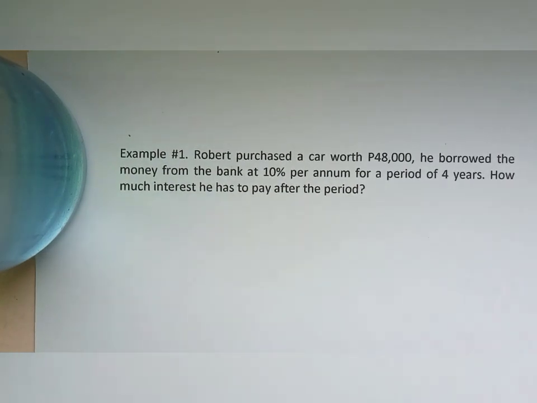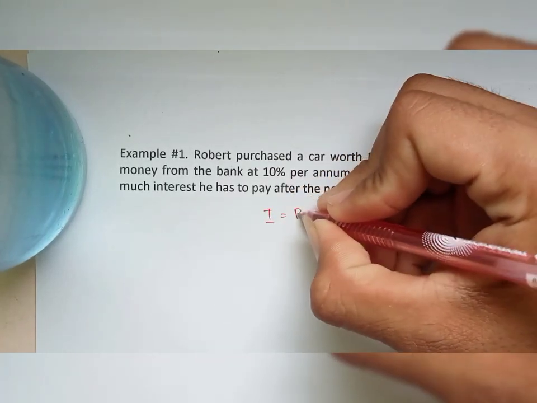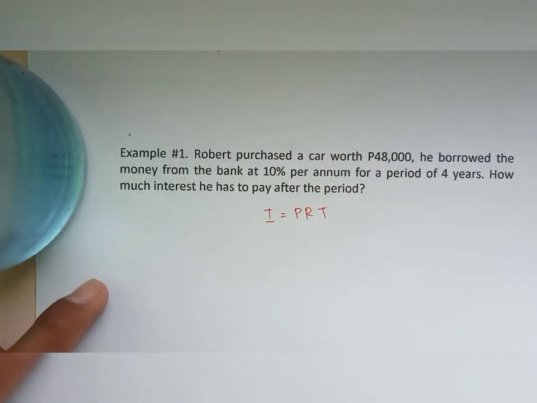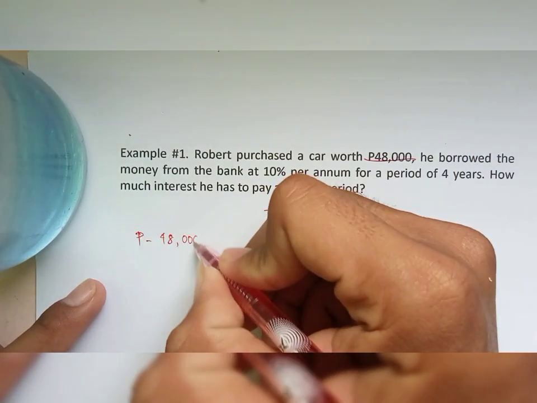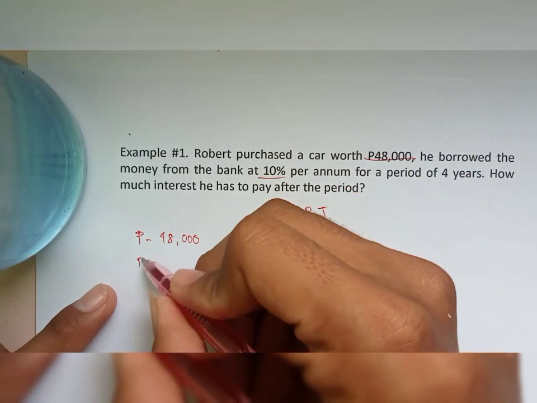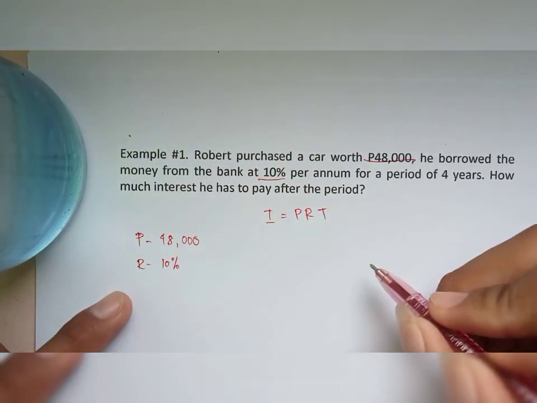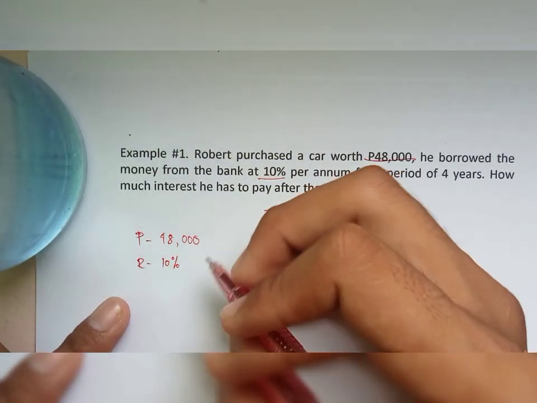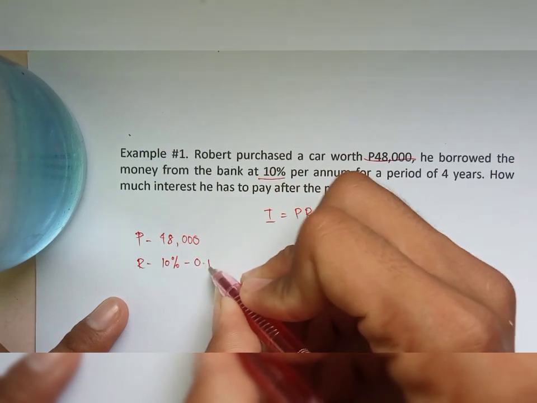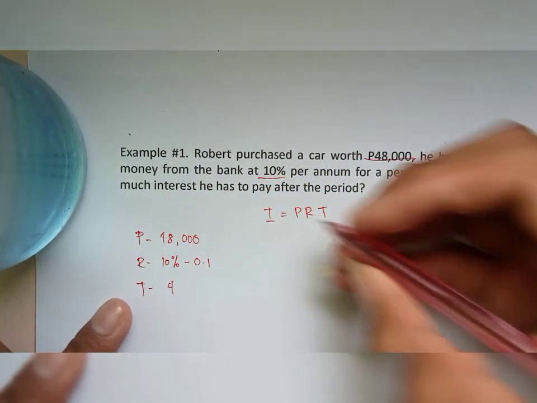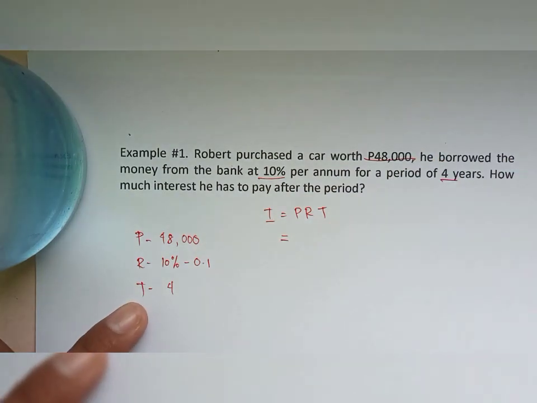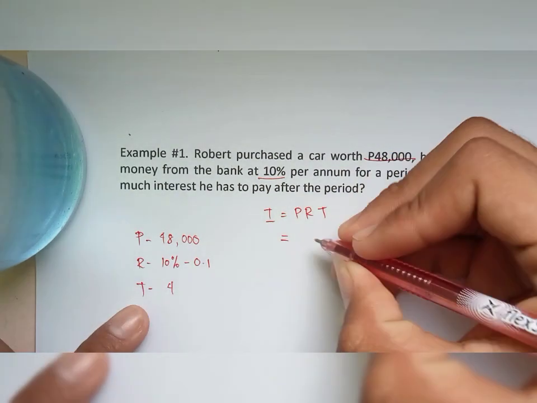So, remember the formula? Interest equals PRT. The principal amount here is 48,000 pesos. The rate is 10%, and 10% in decimal form is 0.1. And the time is 4 years. So, let's put all the values.